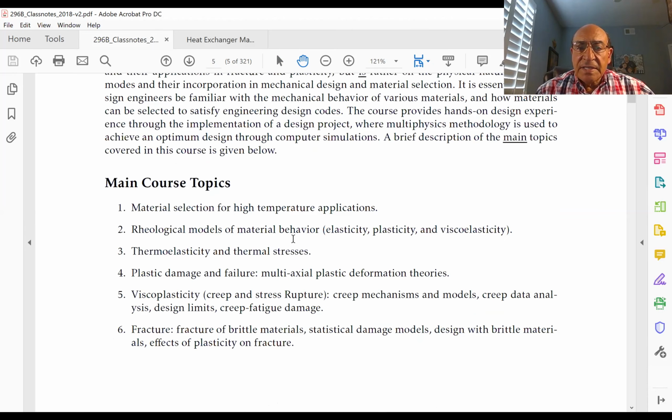So our objectives here are the topics. You can see material selection for high temperature applications. Once we selected the materials, then we would have a period of probably a week or so, week and a half, where we develop rheological models that describe the mechanical behavior of materials, meaning the relationship between the force and the displacement and the time. So these are the three elements where we would use simplified ideas to describe material behavior.